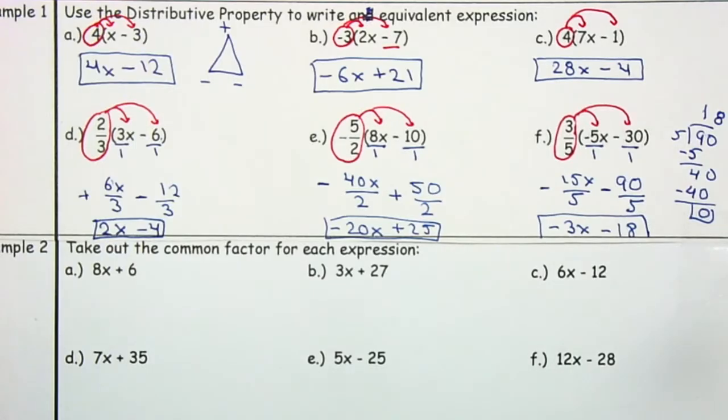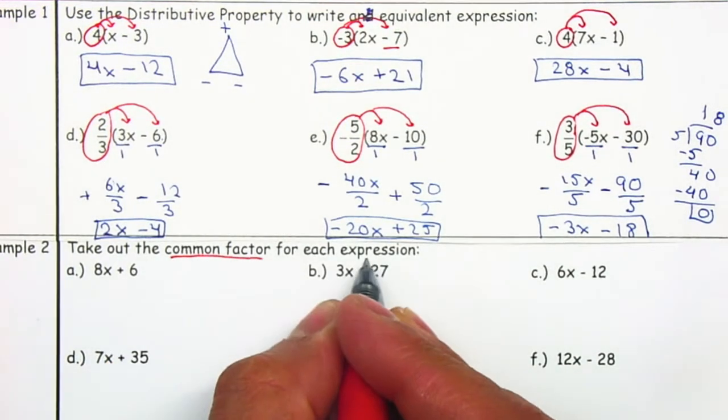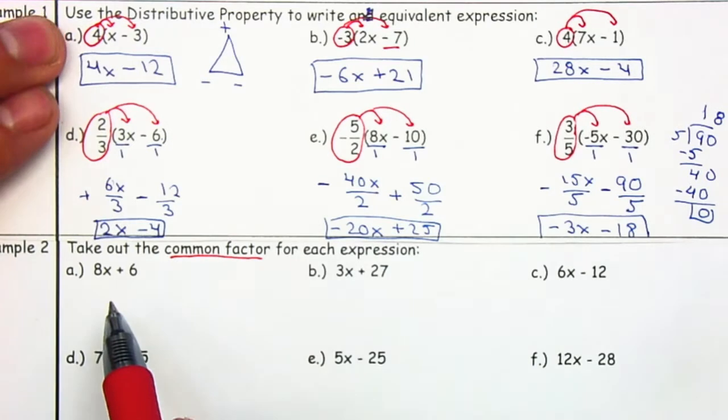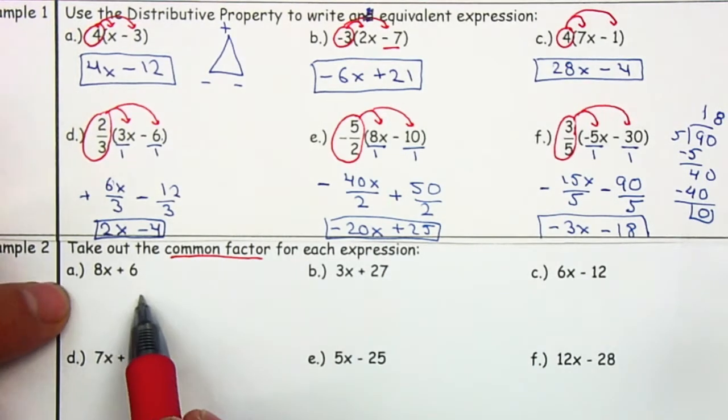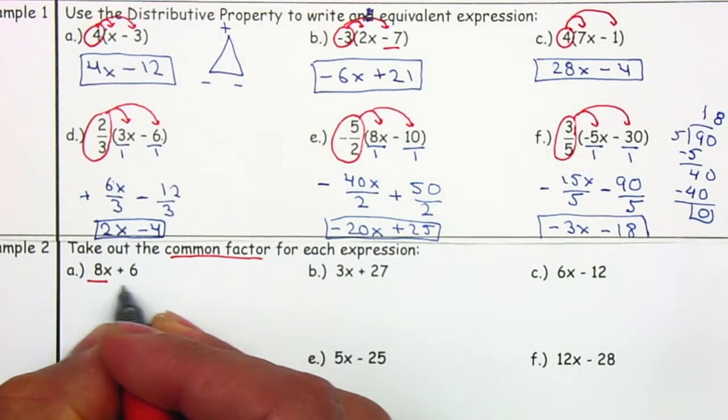On example number 2, we need to take out the common factor for each expression. So we basically need to be able to do the opposite. In this case, we distributed. In this case, we're going to take out the common number, common factor. So you need to think, what is the biggest number that divides 6x and 8x and 6?